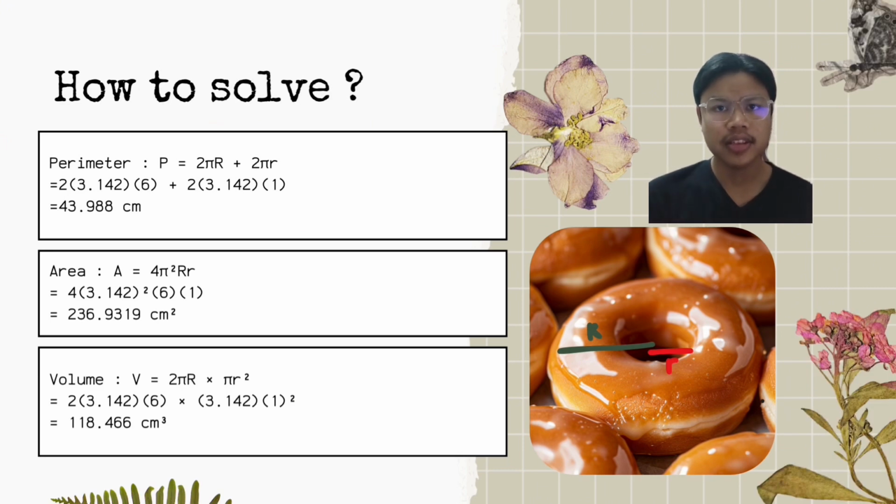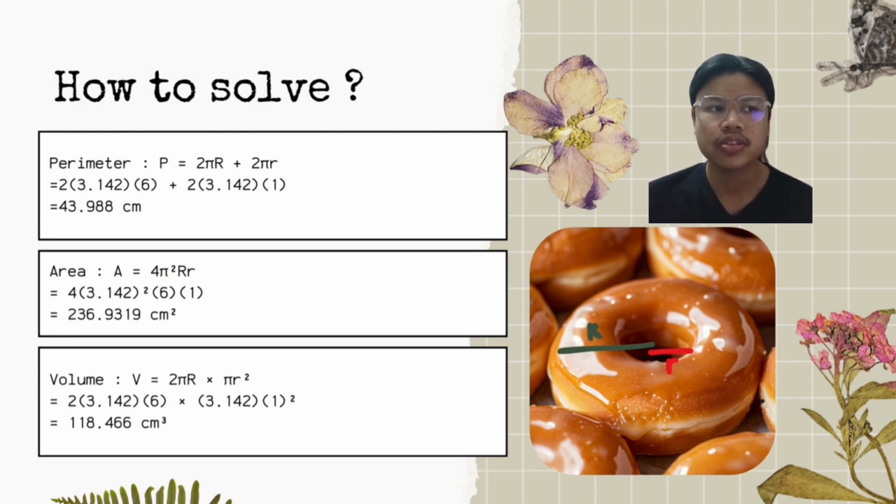Okay, so now I will calculate the perimeter, surface area, and volume of a donut. In geometry, we usually refer to a donut as a torus because of its shape, so we will use the formulas of a torus as the basis for the calculations. For the perimeter of the torus, we will calculate the circumference of the big circle and the circumference of the smaller circle inside the donut.